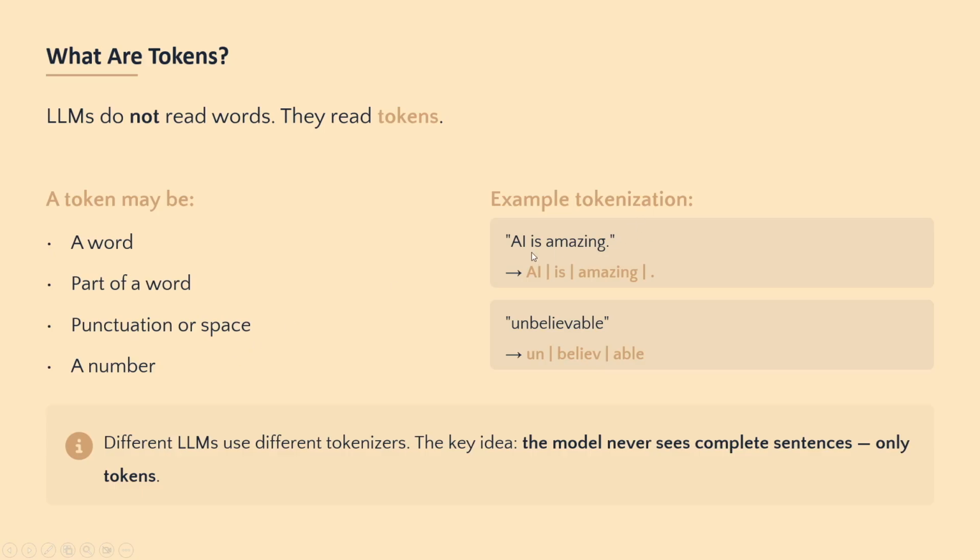For example, "AI is amazing." "AI" is a token, "is" is a token, "amazing" is a token. And if you take the word "unbelievable," there are 3 tokens. So different LLMs have different tokens. What you have to understand here is that ChatGPT or any type of LLM does not see the complete sentences; all it sees is the tokens.